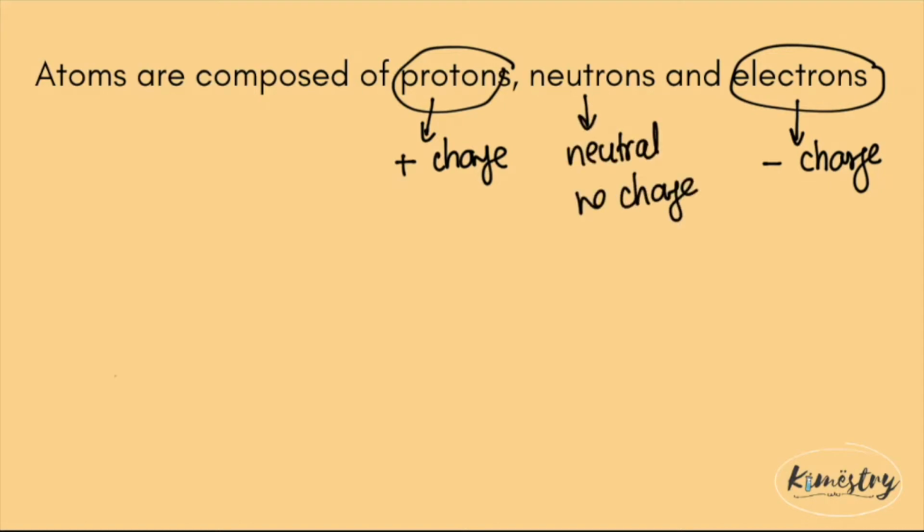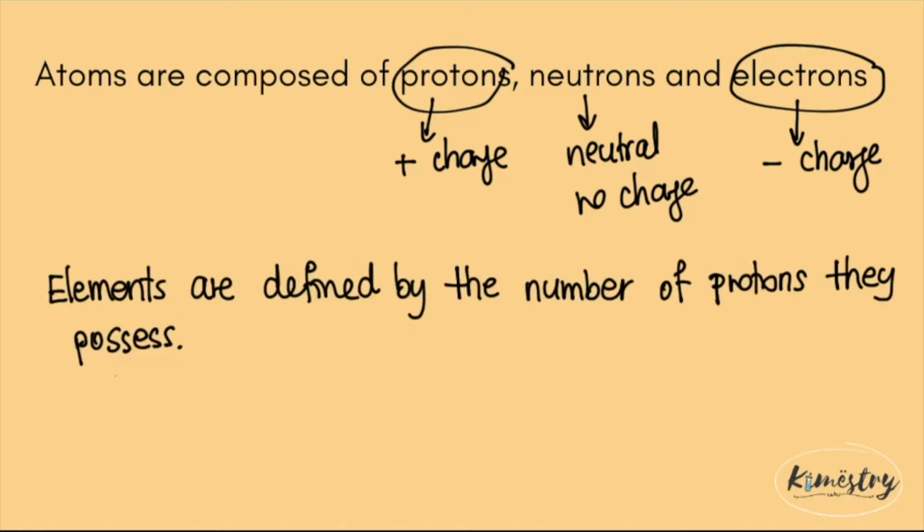Elements are defined by the number of protons they possess. For example, an atom with 2 protons is called helium. An atom with 4 protons is called beryllium. If you look at the periodic table, you will see a lot of elements with some numbers on top and below them. How do we understand those numbers and those element symbols?